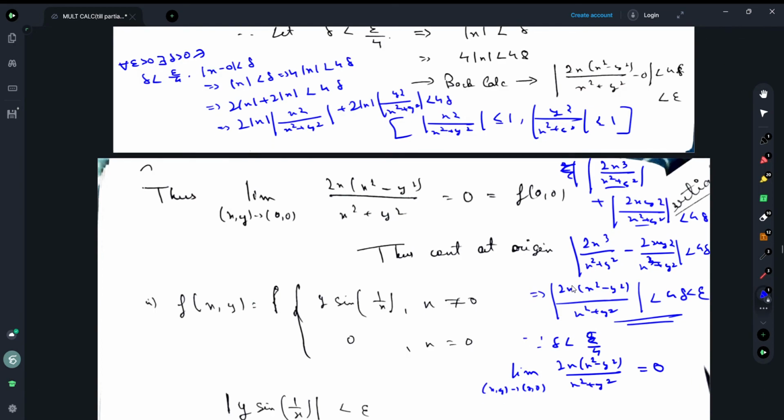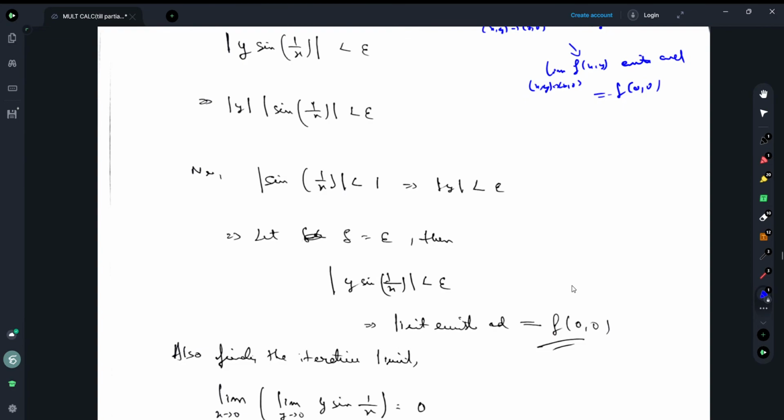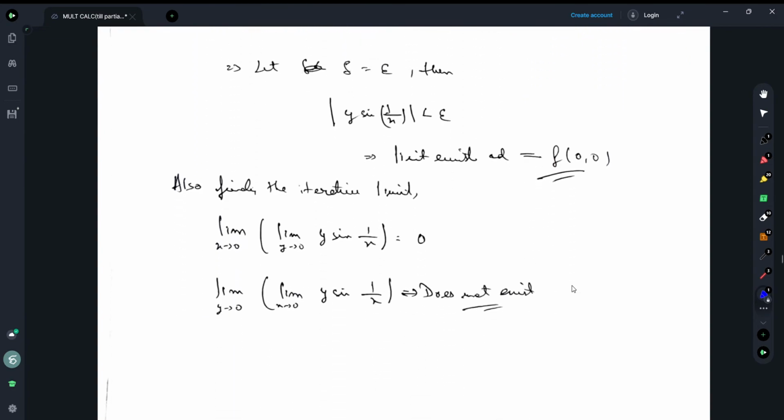So from here what can we conclude? We can conclude that the limit of f of xy as xy tends to 0 0 exists and equals f at 0 comma 0, because it is already defined that f at 0 comma 0 is 0. Okay, therefore the function is continuous at origin. Is it clear? Is it clear? Okay, so you can check the existence of this particular limit as well.